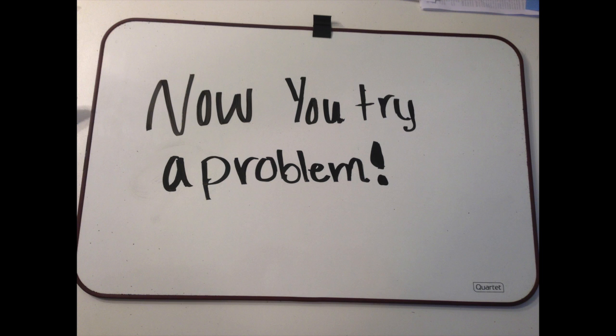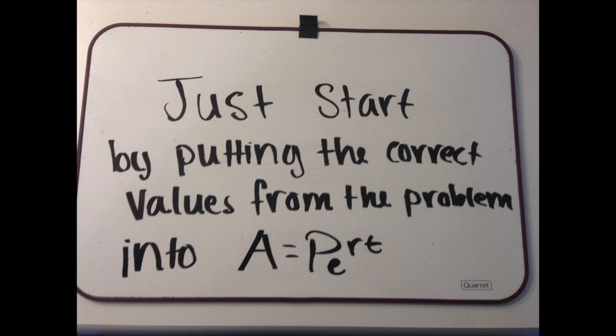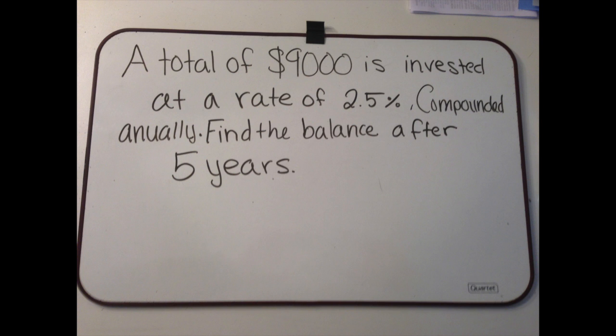Now you try a problem. Plug the correct values into the equation. A total of $9,000 is invested at a rate of 2.5%, compounded annually. Find the balance after 5 years.